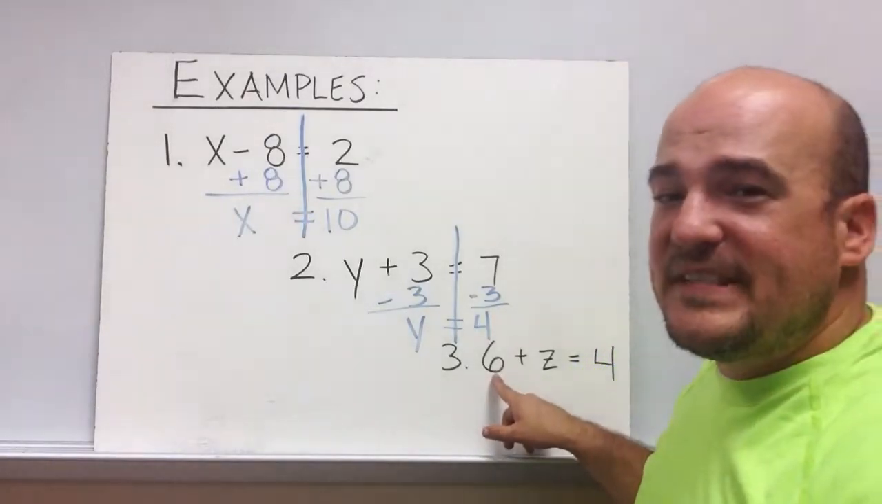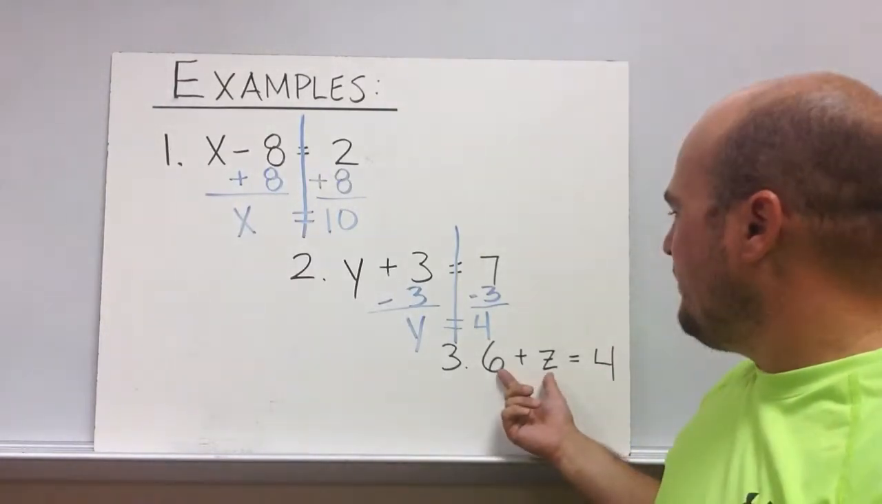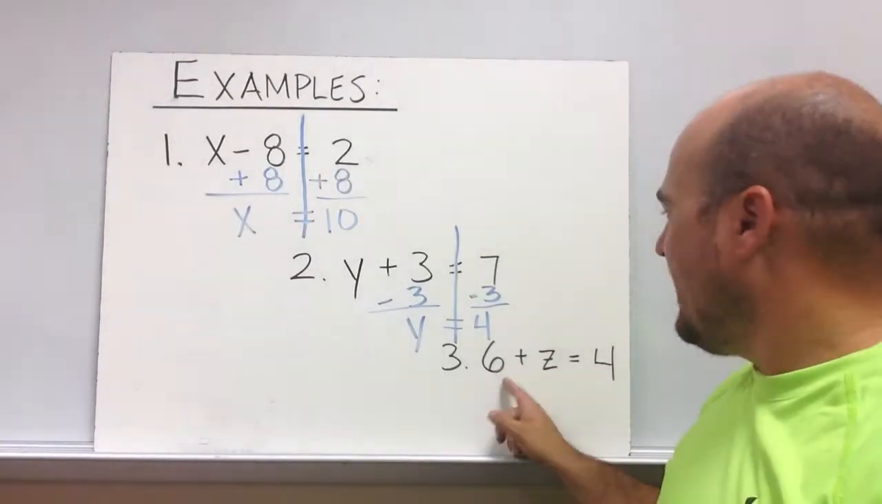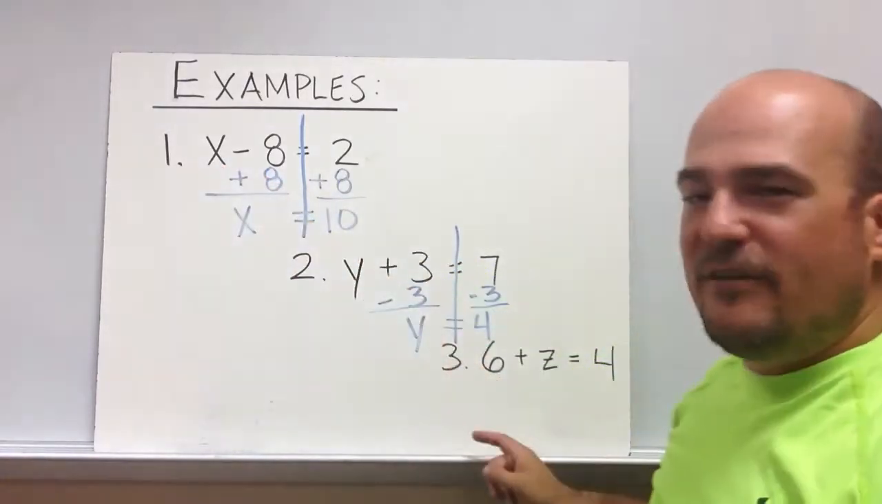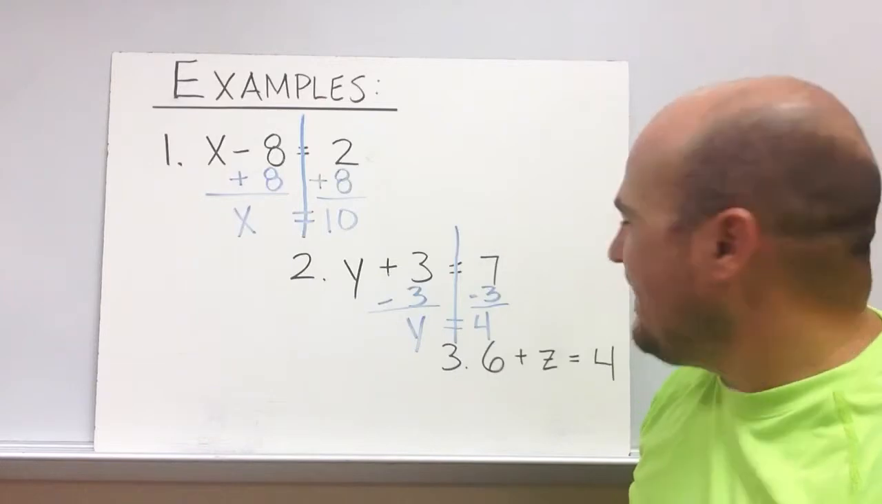Last example here. Down here I have 6 plus z equals 4. This one looks a little different because they're switched. On the other examples my variable came first. This time my variable comes second. But that doesn't change anything.